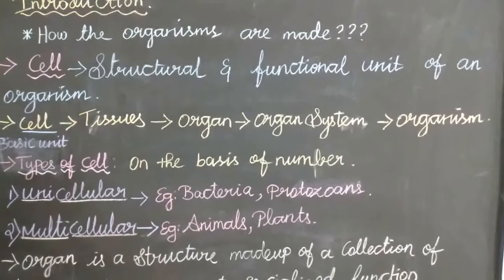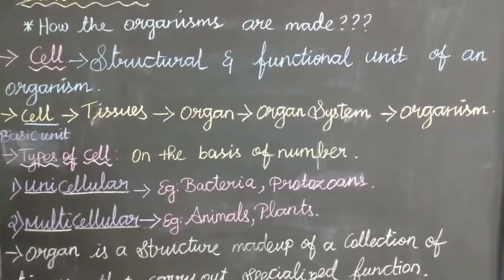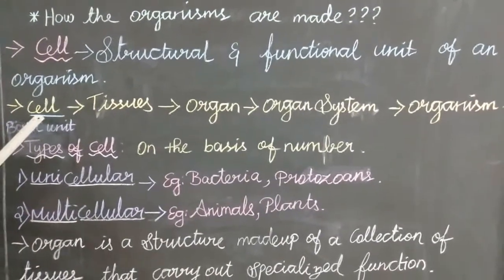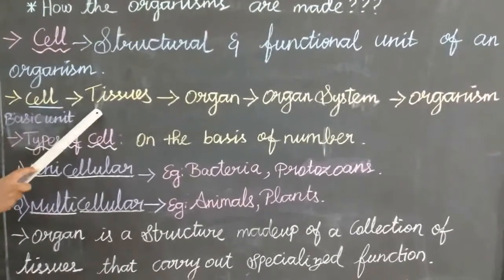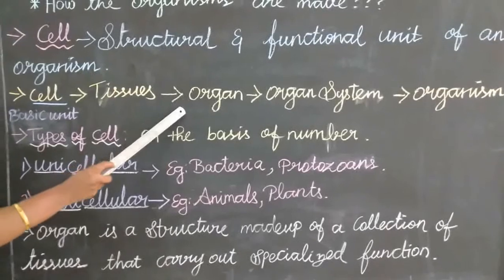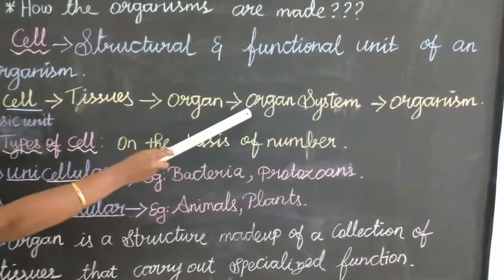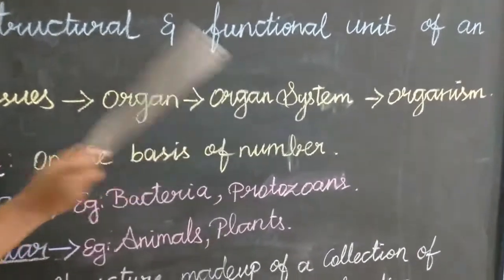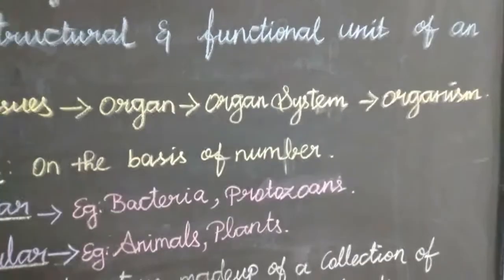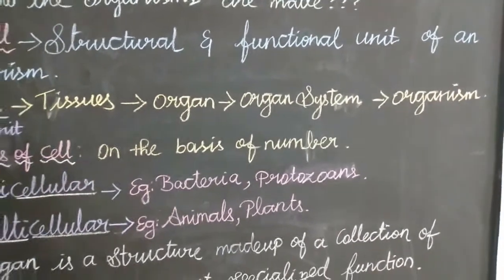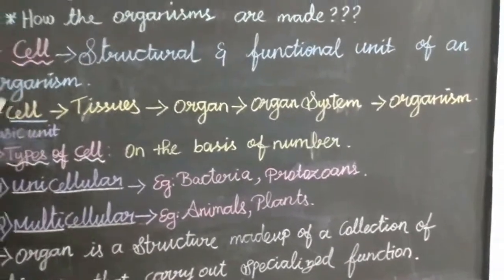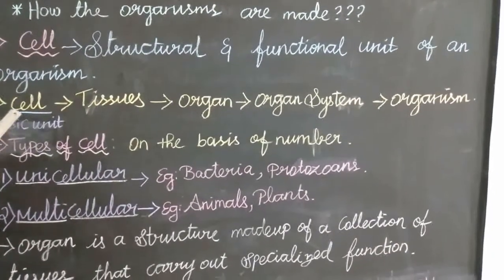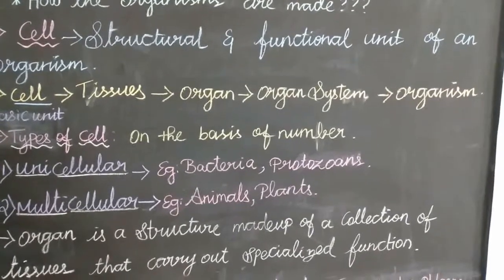Next, we will learn how the organism is made. The cell is the basic unit. The cells combine to form tissues. Tissues combine to form an organ. The organs combine to form an organ system. The organ system combines to form the whole organism. I think now you got the answer to the question. Just imagine without the cell, how the organism is made. It is impossible. So, it is called the basic unit of an organism.